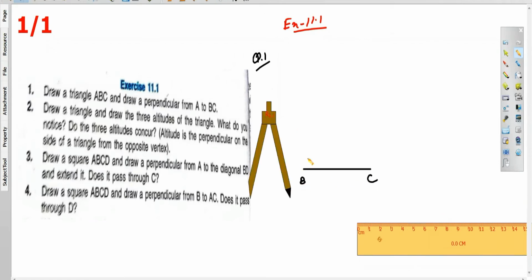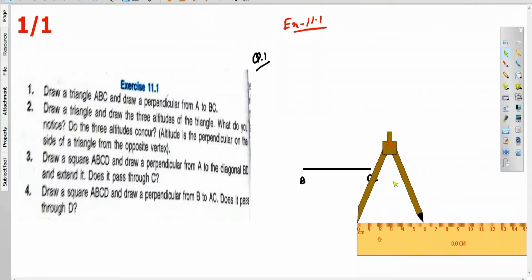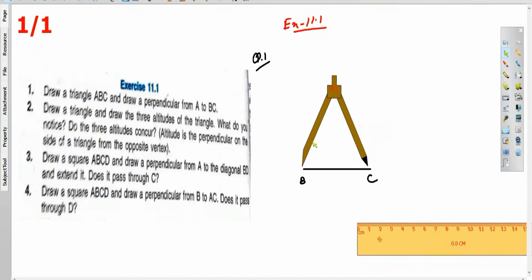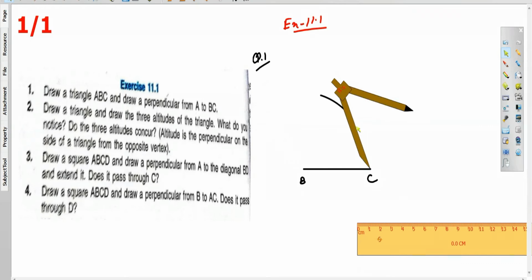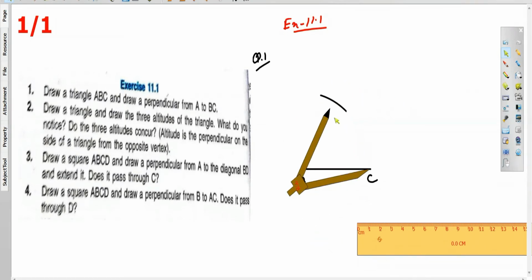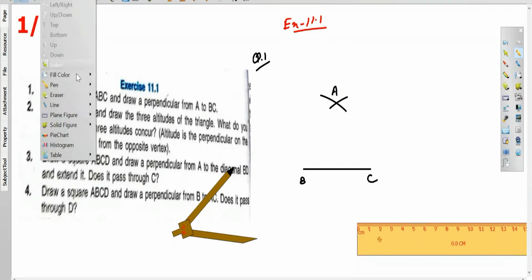Then take your rounder, take an arc measurement of another 6 centimeter. This is exact 6 centimeter arc radius. Now with point B as center, cut an arc and another with point C as center, cut the previous arc. Name this point as A. And now we'll join it with B and C in order to obtain an equilateral triangle.